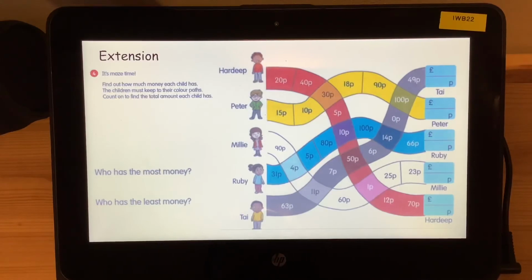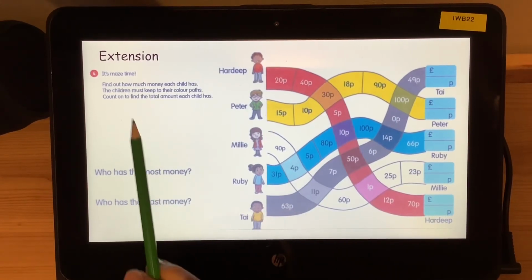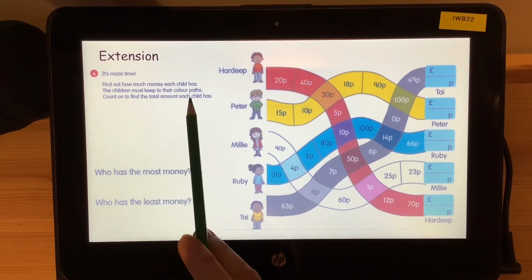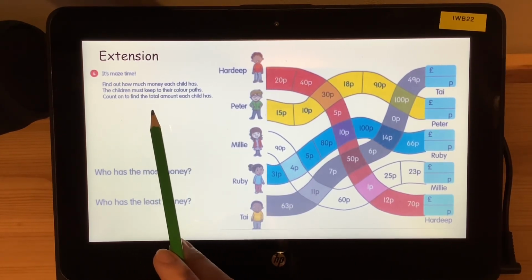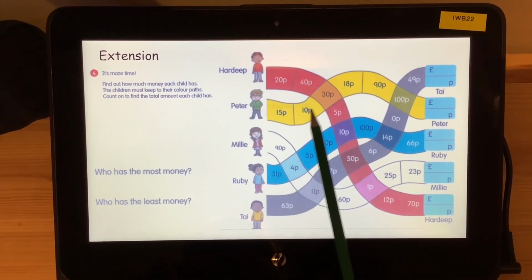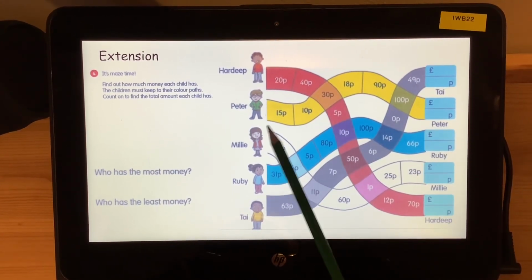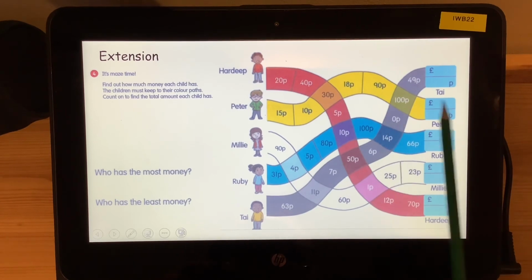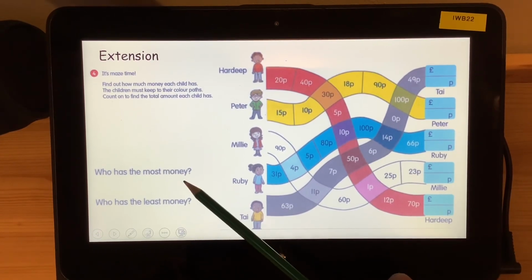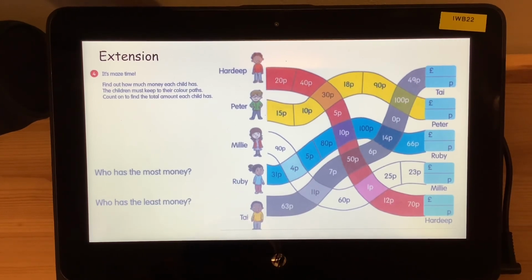There's also an extension if you fancy it. It says, find out how much money each child has. The children must keep to their colour paths. Count on to find the total amount each child has. So for example, Peter would walk all along the yellow path. So you have to add up all of the amounts and write his money in pounds and pence. Then at the end you answer the question of who has the most money and who has the least.